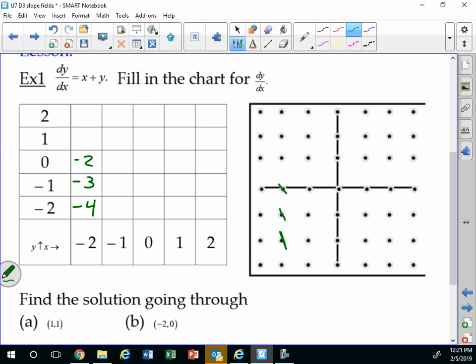When you plug in x equals 1 at y equals -2, you get out -1. By the way, that means it should be at a 45-degree angle, because -1 is -x. Literally dead smack in the middle, so that's a 45-degree angle. And when you plug in (2, -2), you get out... Please fill in the rest of the chart and the rest of the slope fields.